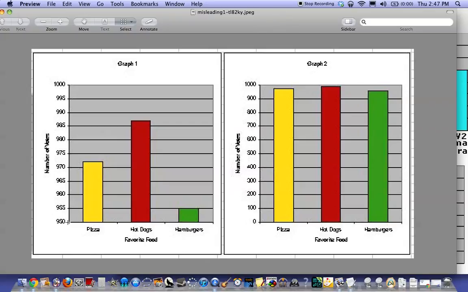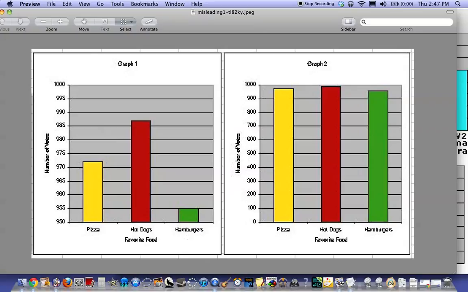And that is the scale, or the numbers, that go up the left side of the graph here. What you're going to notice in graph 1 and graph 2 is one of them starts all the way down at 0, while the other one starts at 950. So while this vertical scale spans 1,000 intervals, this vertical scale is only spanning 50 intervals. So the data is going to look significantly different.